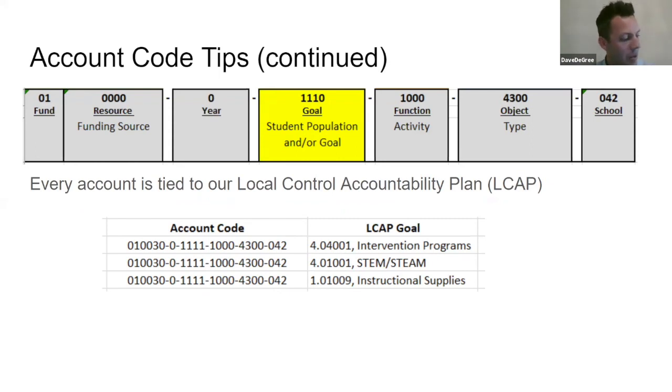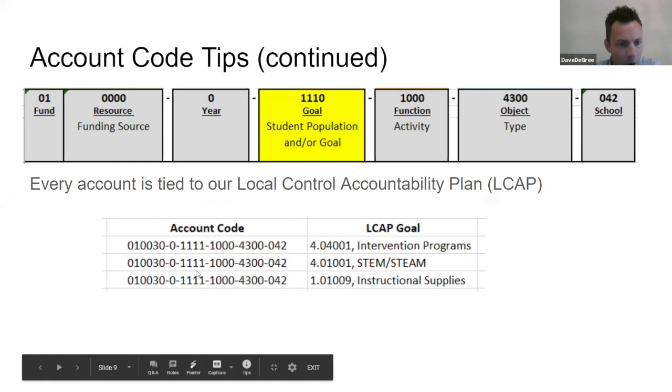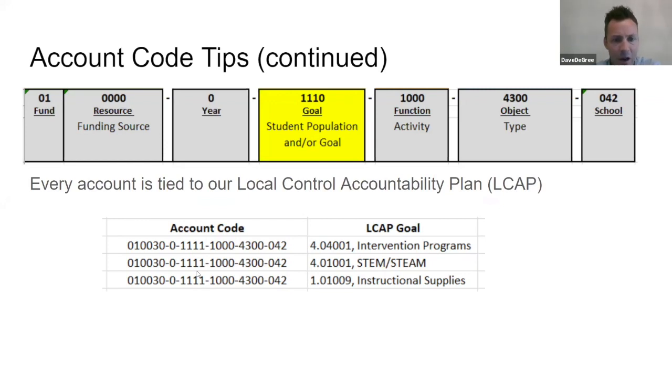But we run into some complications system-wise with how we actually do that. So take the example below. We have an account code, right? We have 3 separate account codes, but they're all the same. It's unrestricted discretionary, it's instructional function, it's instructional supplies, and it's the same school site.